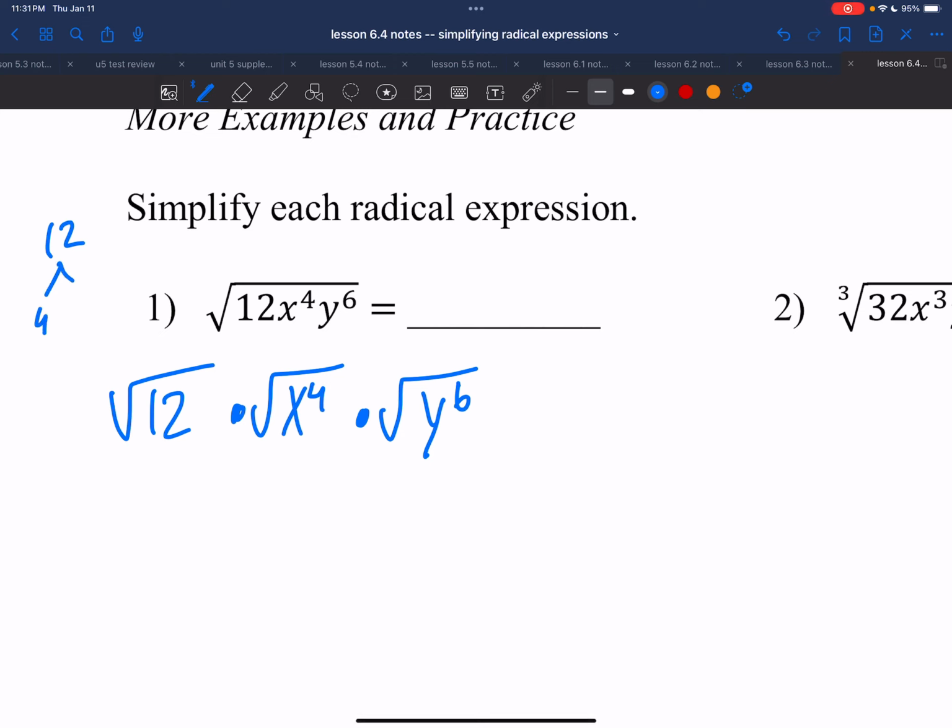So then square root of 12, right? 12, that's just 4 and 3. So square root of 12, that's square root of 4 times 3. So that's square root of 4 times square root of 3. So that's 2 root 3. Done, right?